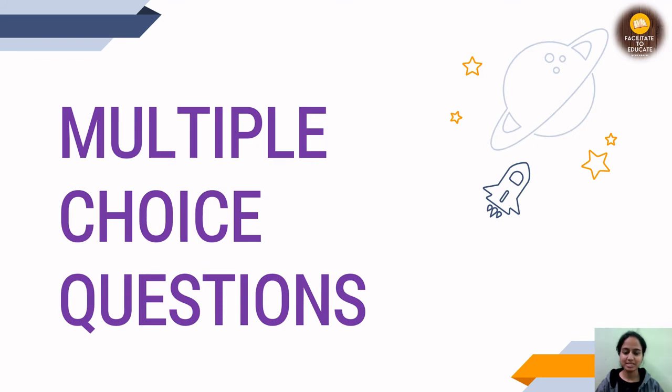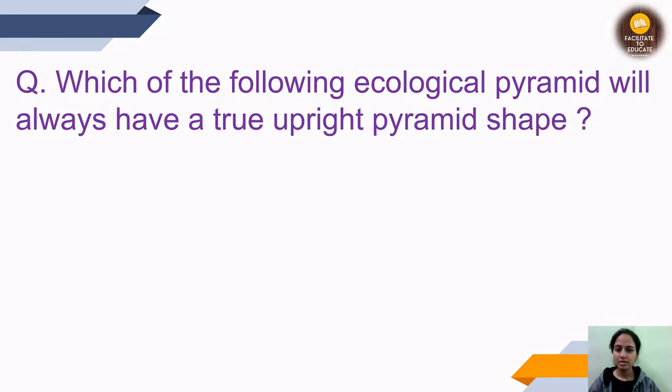Now we'll deal with the MCQs related to this topic. So the first question is a very popular question, and it has been asked, I guess, in the NET examination in the year 2015. The question says, which of the following ecological pyramids will always have a true upright pyramid shape?